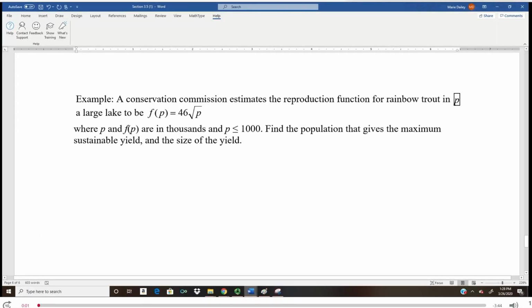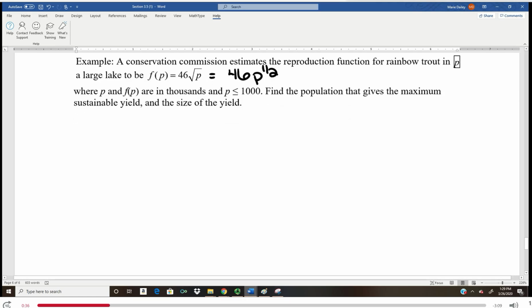Okay, this is the last example then in section 3.5. So a conservation commission estimates the reproductive function for rainbow trout in a large lake to be f of p equals then 46 square roots p. Or we're going to rewrite that as 46p to the 1/2, where p and f of p are in thousands, and p is then less than or equal to 1,000. Find the population that gives the maximum sustainable yield and the size of that yield.